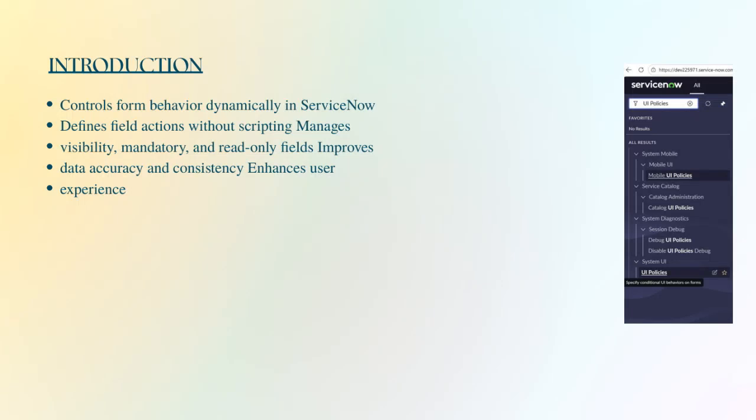On this slide, we're focusing on how controls can shape form behavior dynamically within ServiceNow. Essentially, this means we can define how fields behave based on different conditions without needing to write any scripting. For example, you can set certain fields to be visible or hidden, mandatory or optional, or read-only depending on what the user is doing or what data has been entered. This level of control helps us manage the form's behavior in a way that's intuitive and responsive.